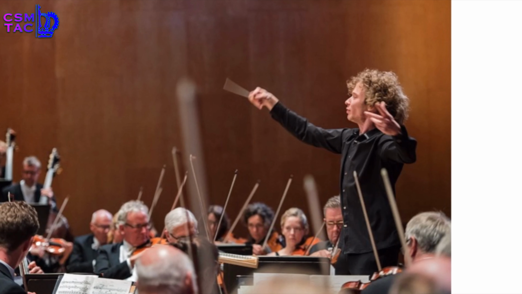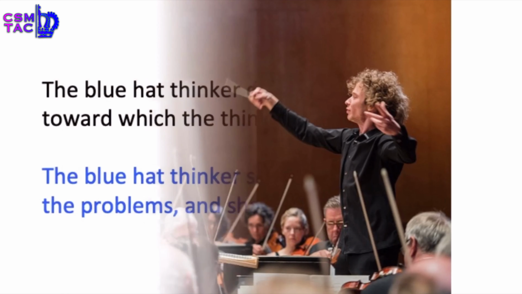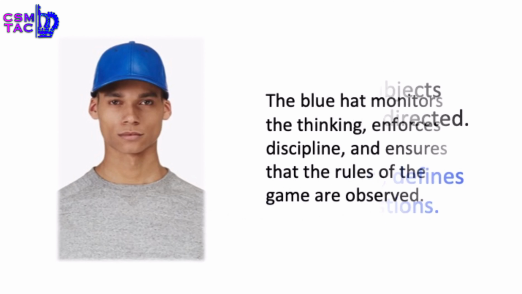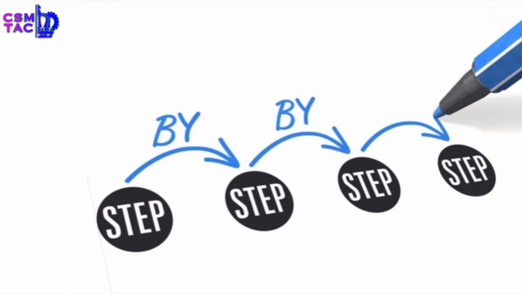The blue hat thinker calls for the use of the other hats. The blue hat thinker defines the subjects toward which the thinking is to be directed. The blue hat thinker sets the focus, defines the problems, and shapes the questions. The blue hat monitors the thinking, enforces discipline, and ensures that the rules of the game are observed. Blue hat thinking stops argument and insists on map type of thinking. Blue hat thinking may be used for occasional interjections, which request one or another hat. Blue hat thinking may also be used to set up a step-by-step sequence of thinking operations.